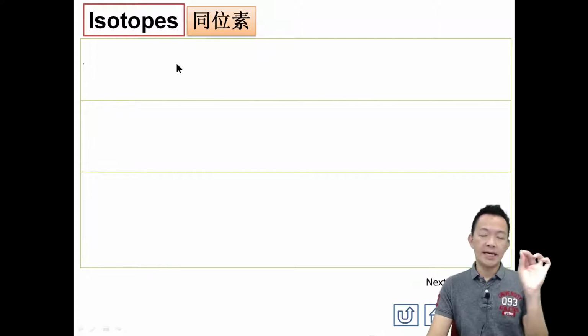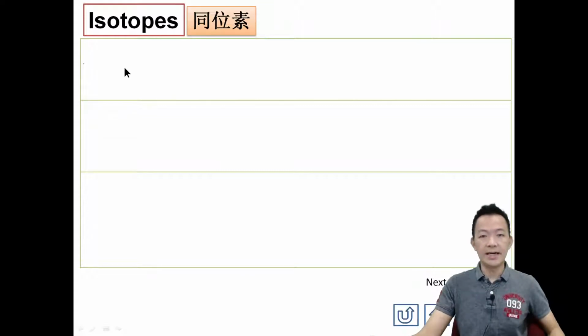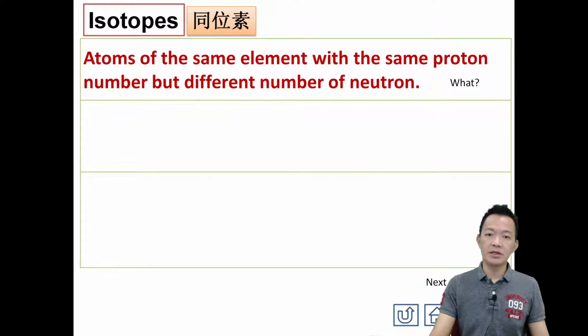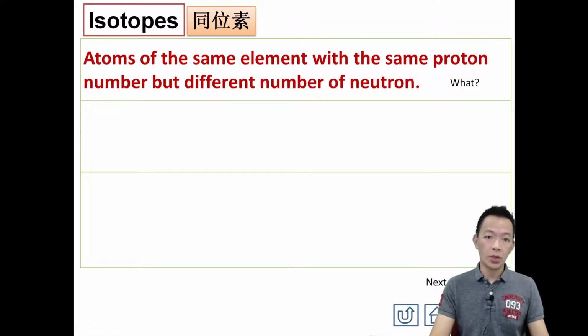So what's meant by isotopes? When you go to the exam, they're going to ask you to write this sentence. What's meant by isotope? So very important. And if you don't understand, it's normally difficult to write. So never mind, you copy first. What is an isotope?